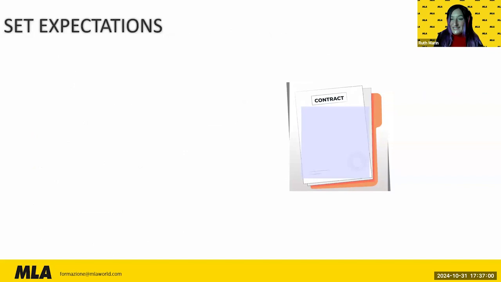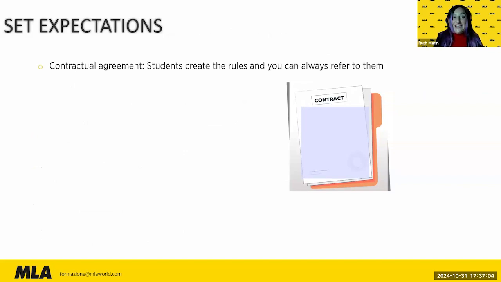Right, so let's get practical. Things that we can do with students. So let's set our expectations. From the very beginning of the course, I recommend creating a contractual agreement, like a proper contract. The students will create the rules and you can always refer to them. Can you move on, please, Josh?